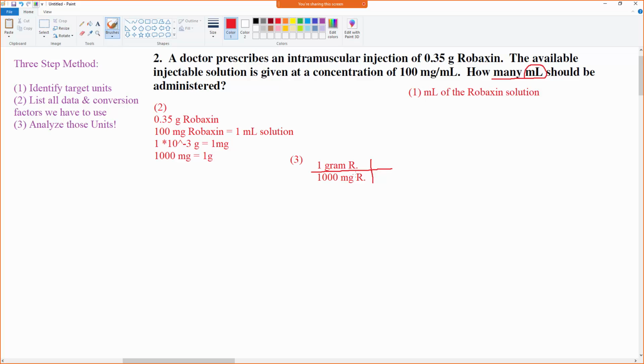We've got grams of Roboxin on top and milligrams of Roboxin on the bottom. So what are our target units again, and how could we get closer to them? What do you guys think we should do next?